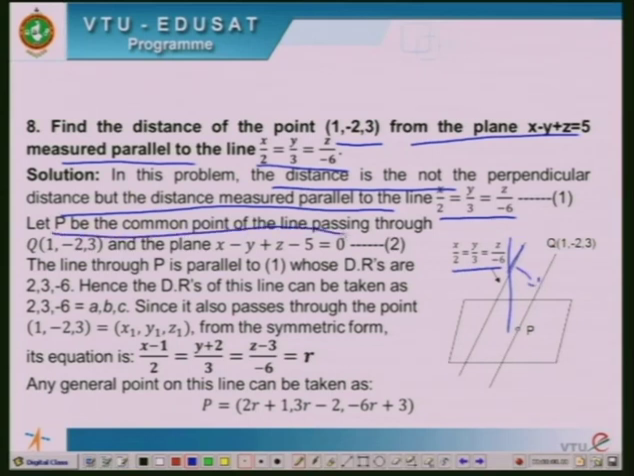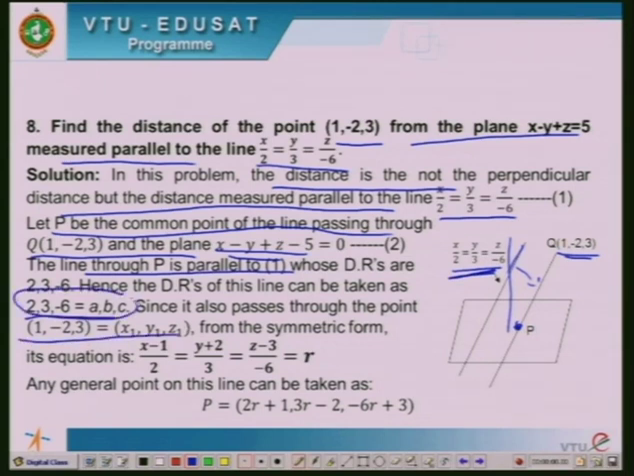So, let P be the common point of the line passing through the given point Q, 1, minus 2, 3, and the plane. So, this point is lying on the plane as well as it is a point on the line. The line through P is parallel to the given line and hence the same ratios are transferred to that also. So, you have the ratios as 2, 3, minus 6, which are the denominators of this line. Further, it is given that this line passes through the point 1, minus 2, 3 and hence the symmetric form gives you the equation as x minus 1 by 2 equal to y plus 2 by 3 equal to z minus 3 by minus 6.